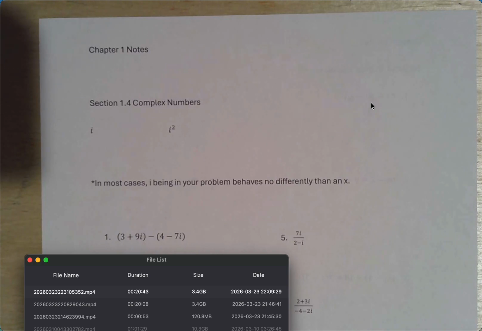All right, section 1.4. Don't ask what happened to section 1.3, just like we don't ask what happened to the old Taylor. So, here we go.